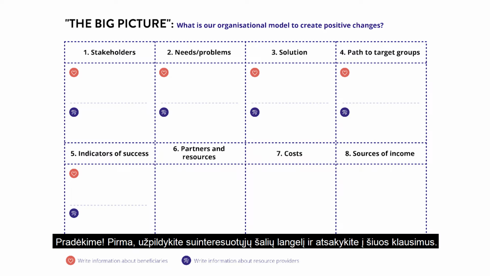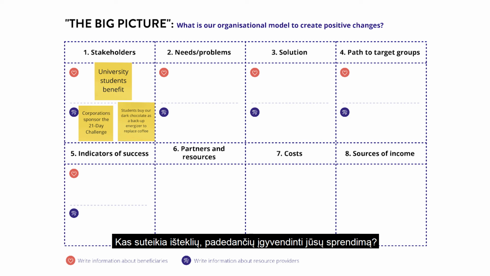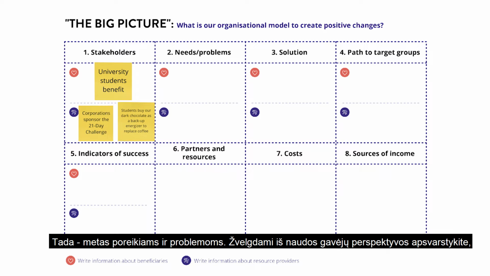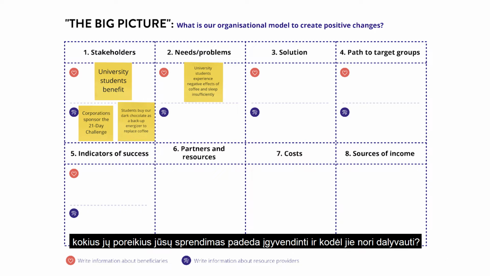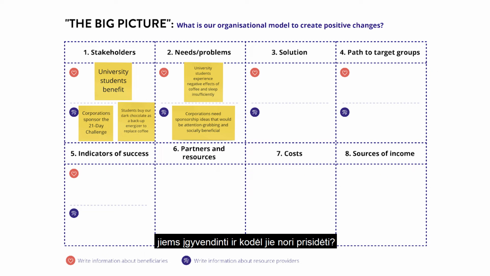First, fill in the stakeholders cell and answer the following questions. Whose needs do you solve? Who are the beneficiaries of your activities? Who provides you resources to implement your solution? Then, the needs and problems. From the perspective of the beneficiaries, what kind of needs does your solution help to solve? And why are they willing to participate? And from the perspective of resource providers, what kind of needs does your solution help to solve for them and why are they willing to contribute?